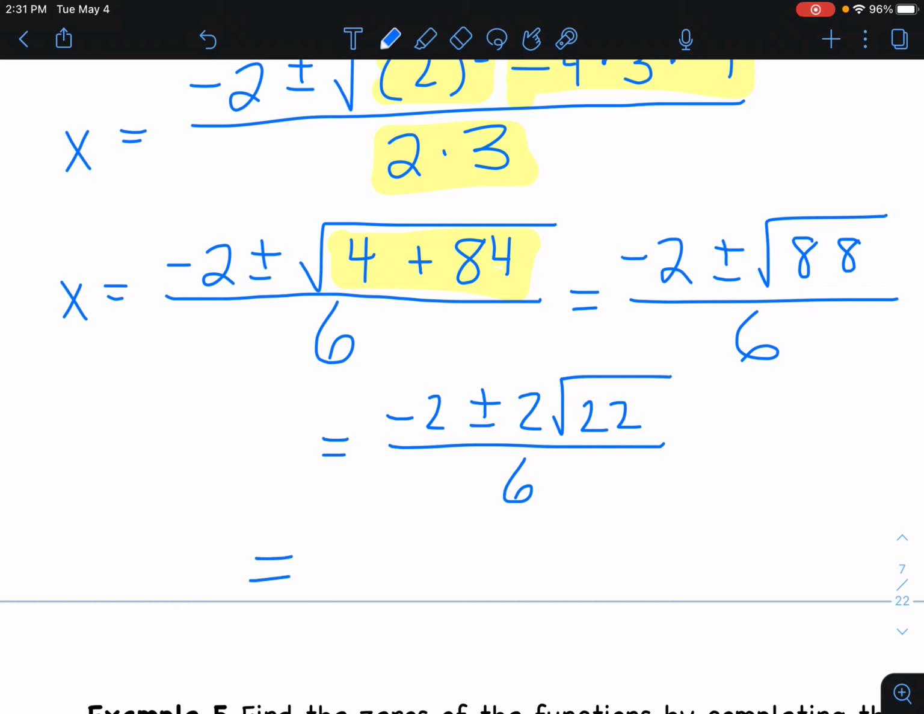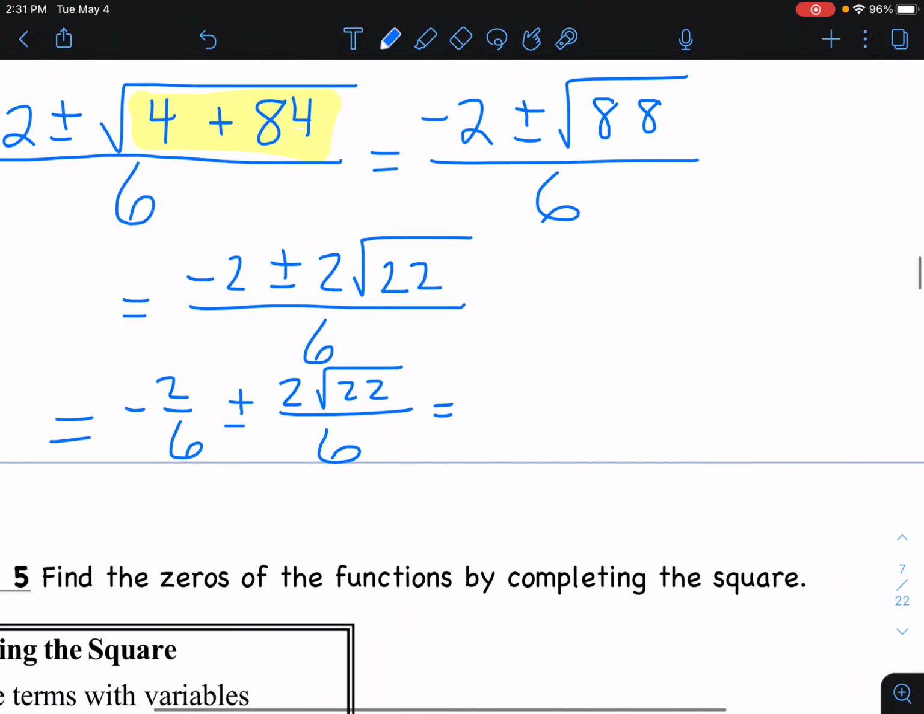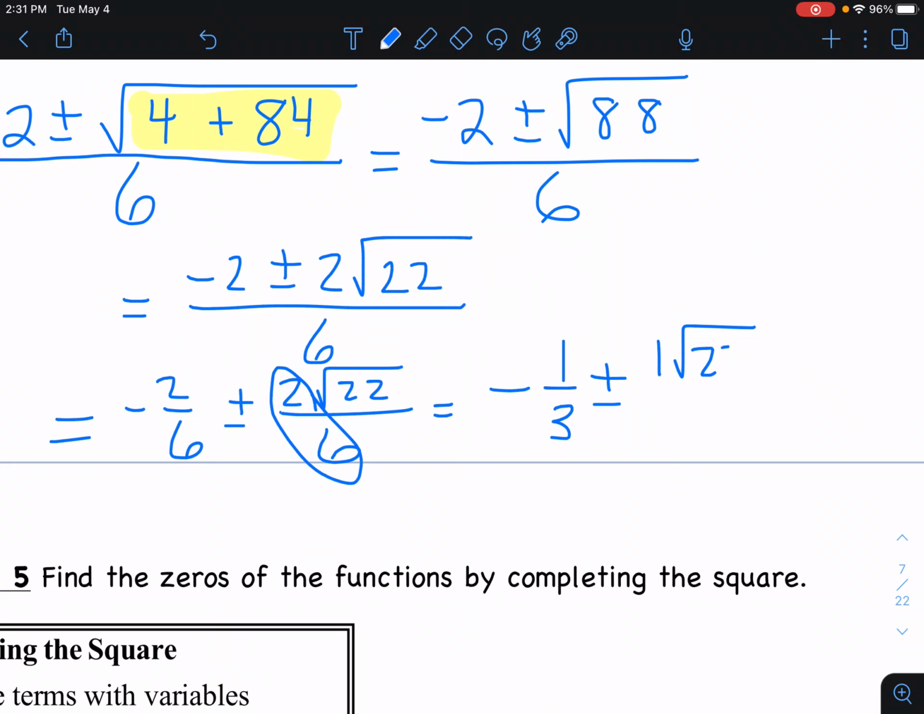Now after that, we have a point where a lot of people stop. But this is a fraction after all, and with all fractions, we do always want to see if we can reduce them. So we can split this up into two fractions, and then we can simplify each fraction individually. Negative 2/6 each divides by 2 to get negative 1/3. And then again here we have 2/6 that also reduces to 1/3.